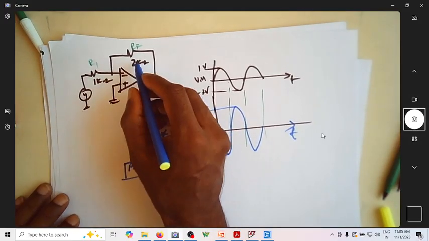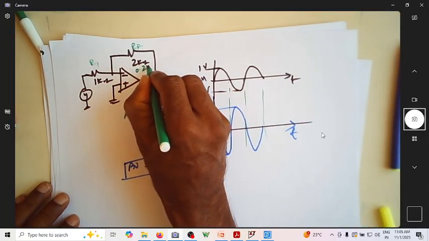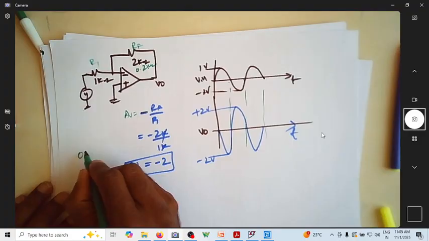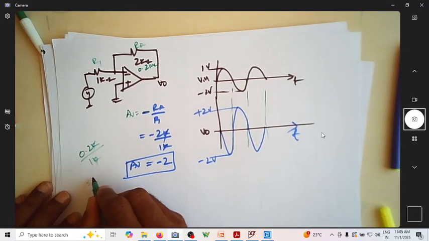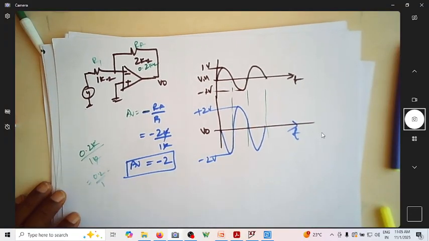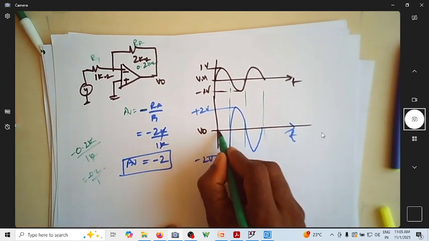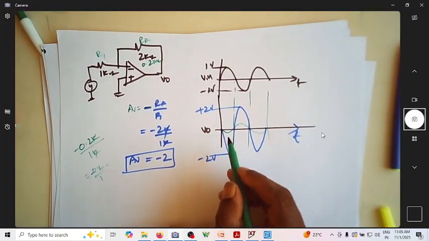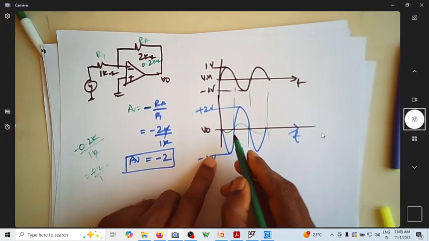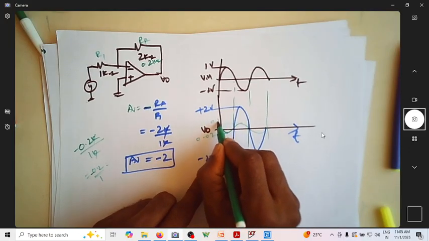This can be 200 ohm also. If it is 200 ohm, assume that I replace it by 0.2 kilo ohm. So when it is 0.2 kilo ohm, what you have is 0.2k by 1k, the k will go off, you have 0.2 by 1, which is 0.2. In such a case, of course, it is minus 0.2. So then the output will go like this. It is still out of phase, but the amplitude is minus 0.2, it will go up to 0.2.